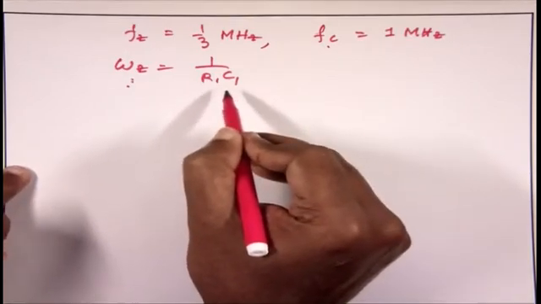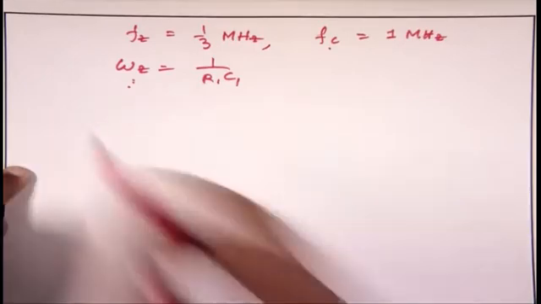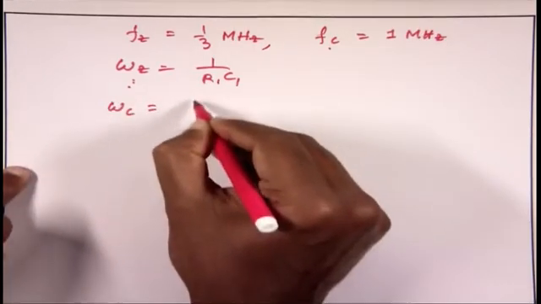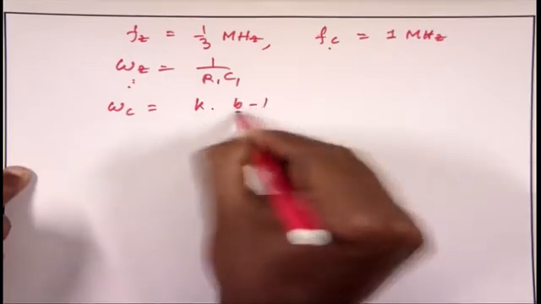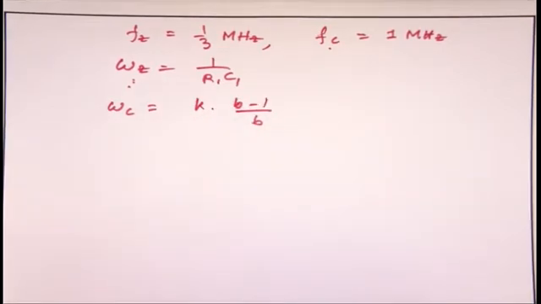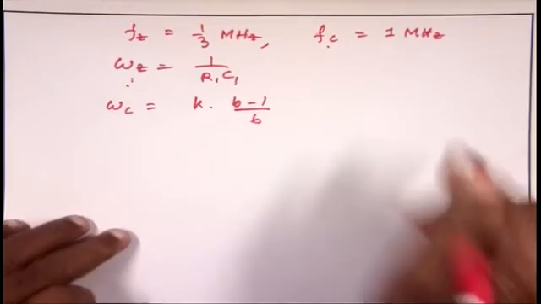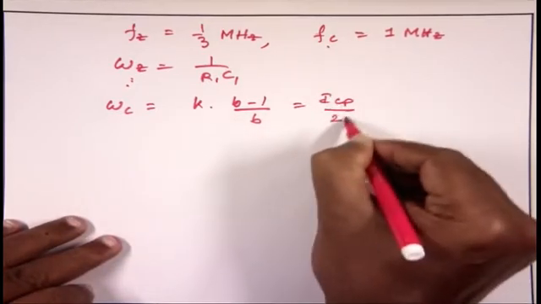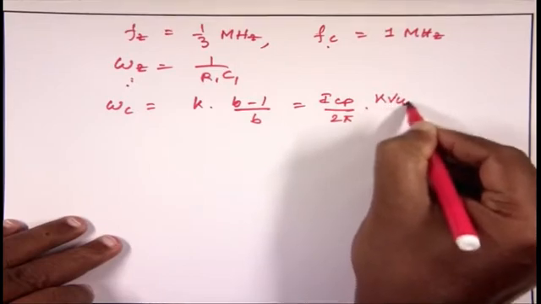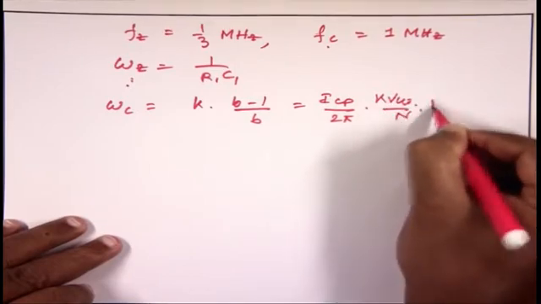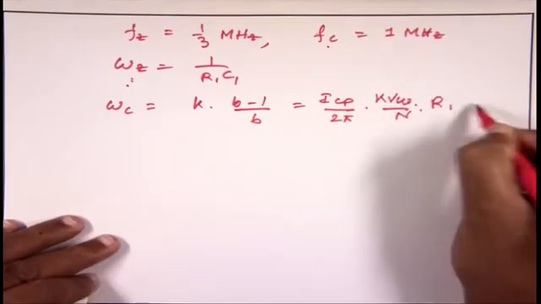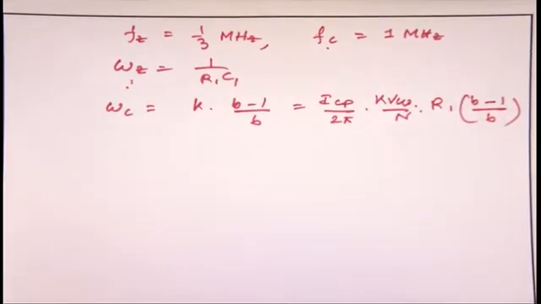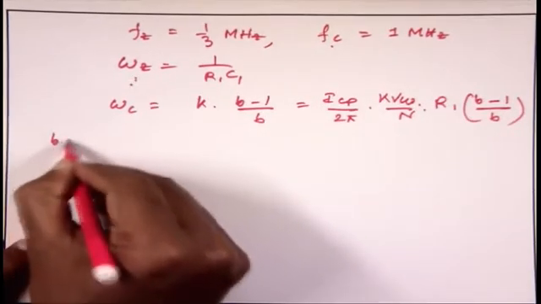Okay? So let us take the equation where omega C is almost K into (b minus 1) by b. I know this K factor. K's factor is ICP by twice pi, into K VCO by N, into R1, multiplied by (b minus 1) by b. Your b factor is 11.